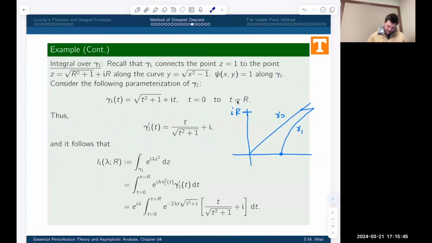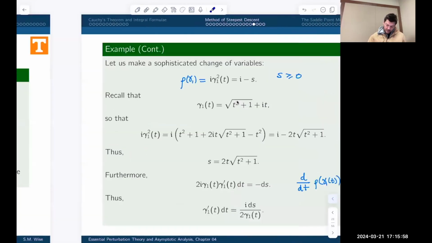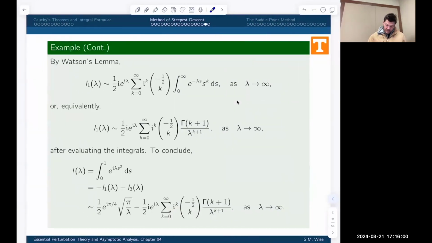Oh, yeah. So minus I3 is 1/2 e to the I pi over 4 square root pi over lambda. Okay. And so that's just that term. That's the I3 part. This guy has no negative sign, so we have to introduce one when we do that replacement. And so there's our answer.